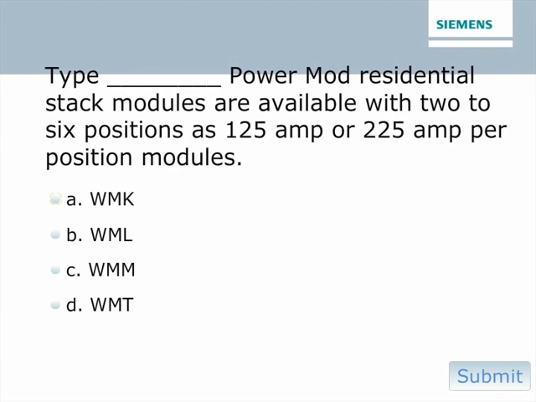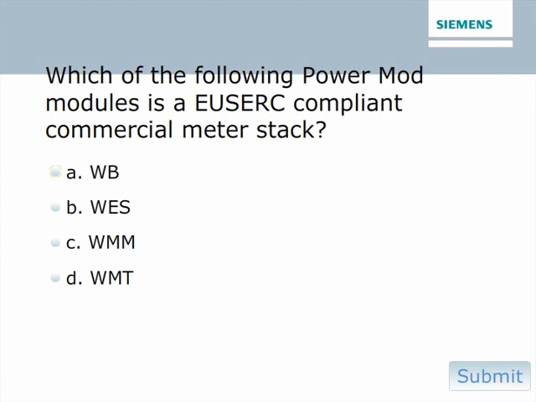Question 19. Type blank PowerMod residential stack modules are available with 2 to 6 positions as 125 or 225 amps per position modules. Is it A, WMK, B, WML, C, WMM, or D, WMT? Question 20. Which of the following PowerMod modules is a USERC compliant commercial meter stack? Is it A, WB, B, WES, C, WMM, or D, WMT?